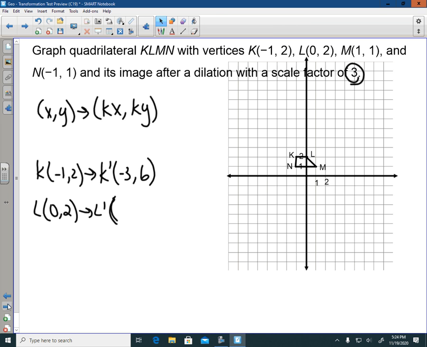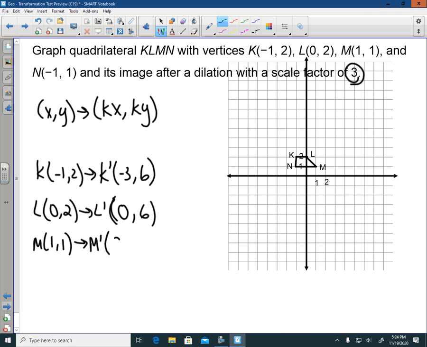This video's long enough. 0 times 3, or 0. And then 2 times 3, which is 6. All right, M is at 1, 1. So to find M prime, we just multiply both of those by 3 and get 3, 3. And N is at negative 1, 1. So we multiply both of those by 3 to get N prime, and we have negative 3, 3.